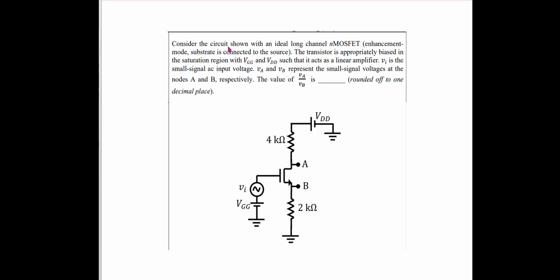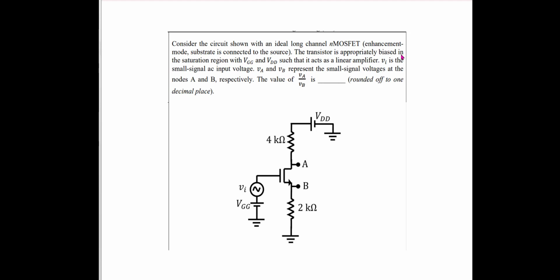Now in the question you see that it is already mentioned that the transistor is biased in the saturation region and acts as a linear amplifier. That means you do not need to find the DC condition. So there is no use of VDD and VGG, and that's why the values are not given. You do not need to find capital ID. Now, what is to be found? It is given that Vi is a small signal AC input, and VA and VB are the corresponding small signal AC outputs, and the ratio of those is what we have to find.